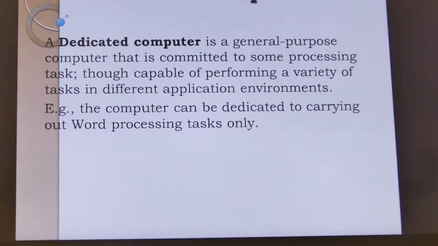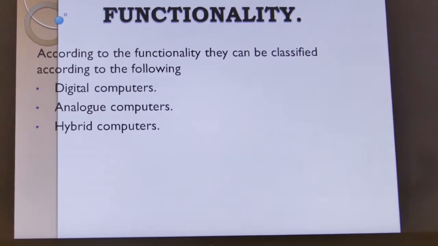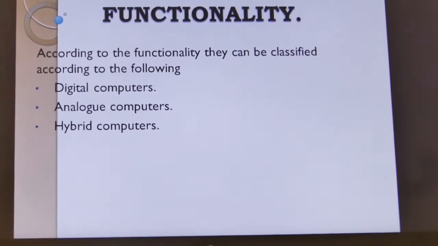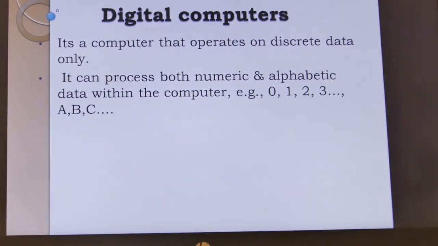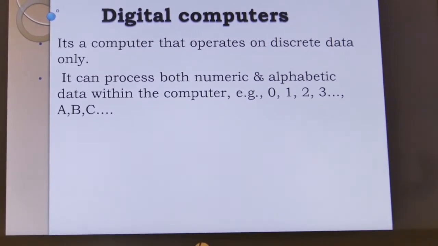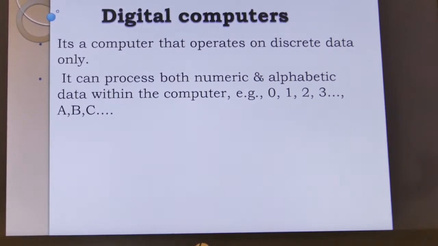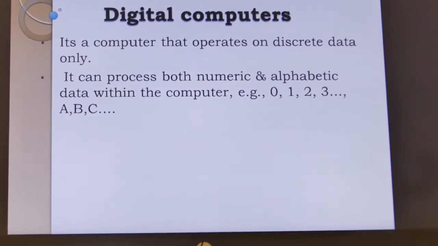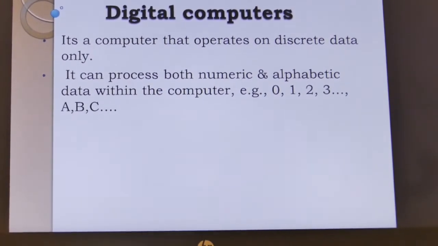So that's an example. We also have, according to functionality, 3 types: digital, analog, and hybrid computers. Digital computers operate on discrete data only, or they process discrete data only. Examples of this data are alphabetic and numeric data, like A, B, C, D, 0, 1, 2, 3. Those are some of the examples of data.